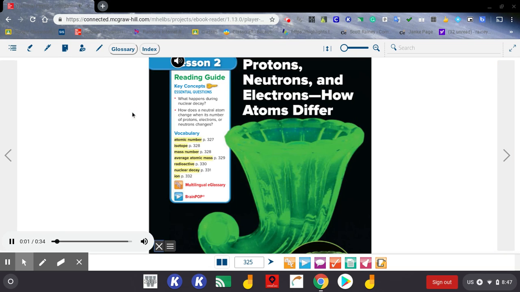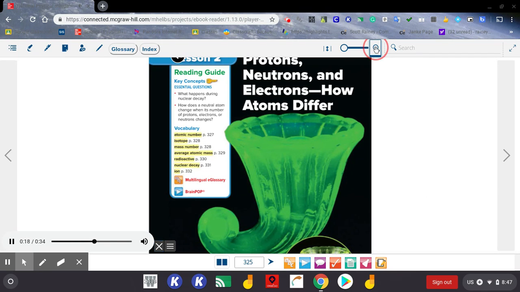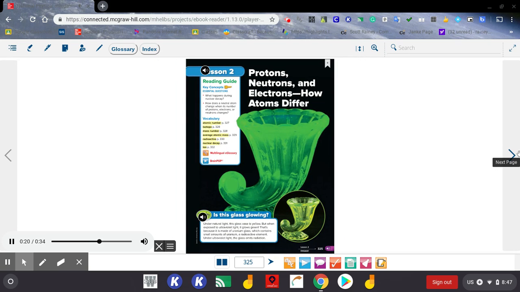Lesson 2. Protons, Neutrons, and Electrons. How atoms differ. Reading guide. Key concepts. Essential questions. What happens during nuclear decay? How does a neutral atom change when its number of protons, electrons, or neutrons changes?